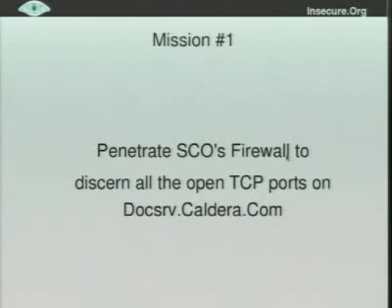Okay, I guess we'll skip Nmap for Dummies then and move directly to our first mission, which is also the easiest. And it's to penetrate SCO's firewall to discern all of the open TCP ports on docserve.caldera.com. Now, I felt kind of bad about picking on SCO here, because at one time they seemed like a threat to free software with all their Linux lawsuits and so forth. But now they've devolved into a rather pathetic joke. And so I feel like I'm beating a dead horse. But it's a very fun horse to beat, and so I thought I'd give it a try.